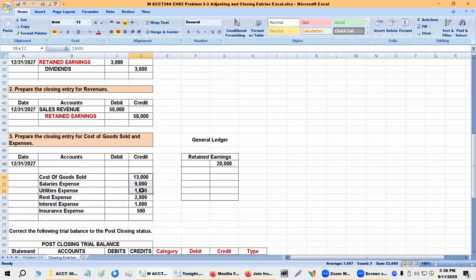And I want to know how much these are. Right. 26,500. Yep. Okay, so 26,500. And again, that goes into retained earnings. I should move those up.